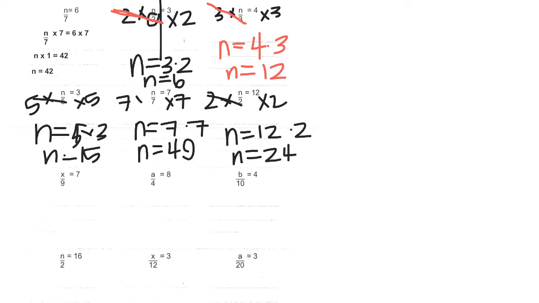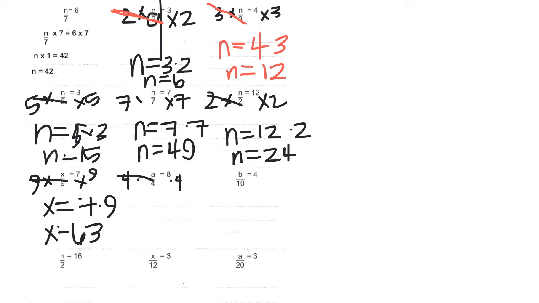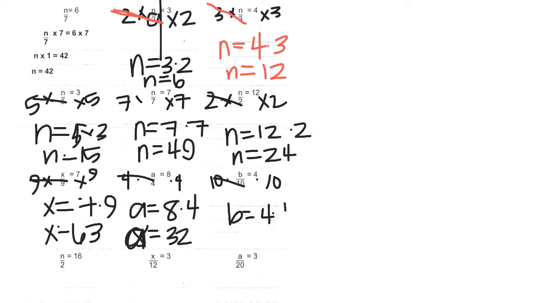Next one, x over 9 equals 7, so I'd multiply by 9, cancel out on the left. I'm left with x equals 7 times 9, and x equals 63. Multiply by 4, cancel, a equals 8 times 4, it's supposed to be an a, and 8 times 4 is 32. So b over 10 equals 4. I multiply by 10, cancel out. b equals 4 times 10.